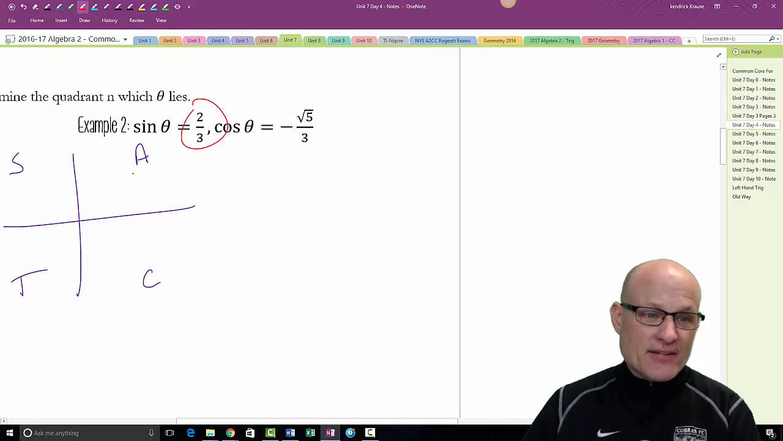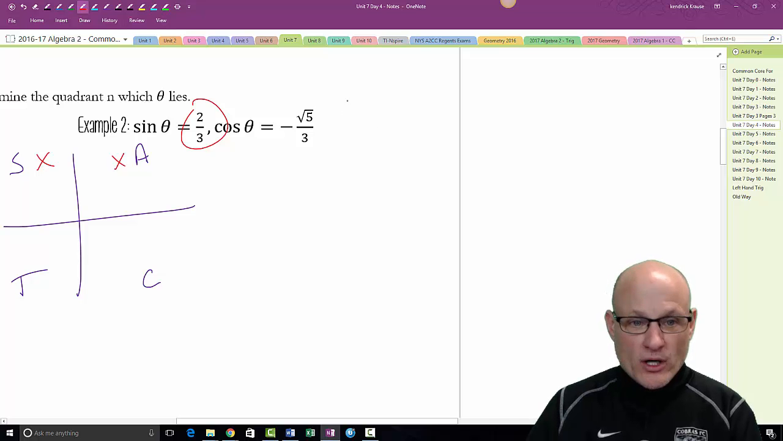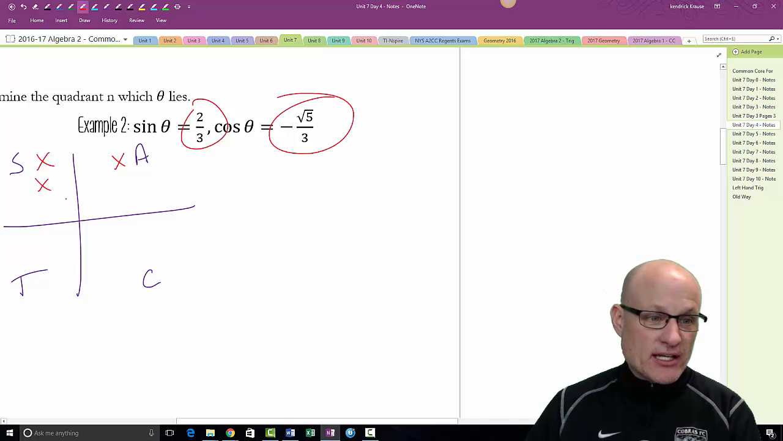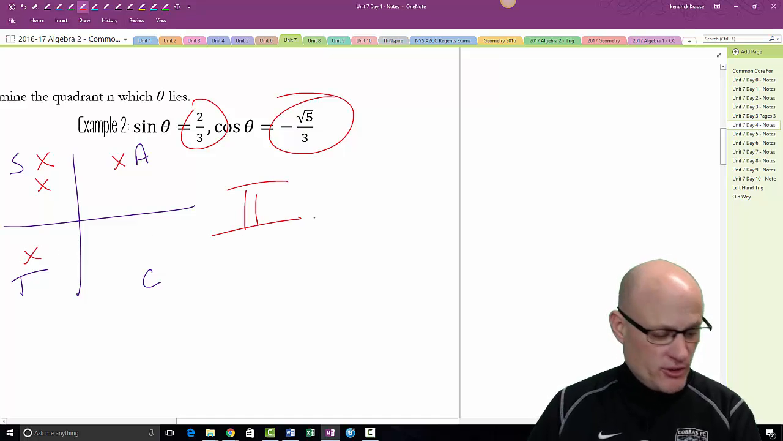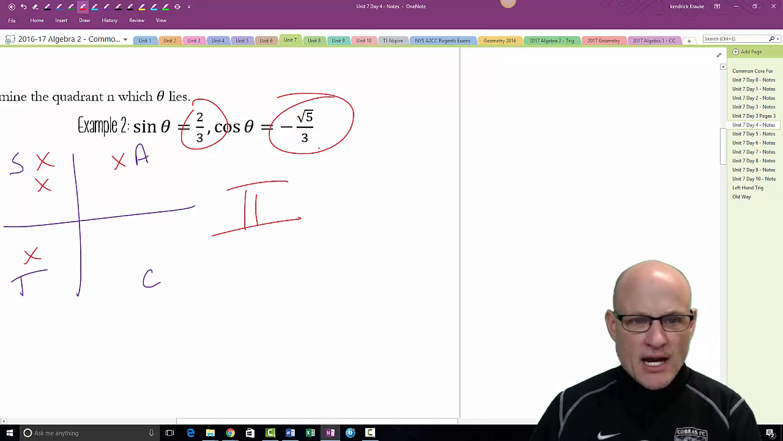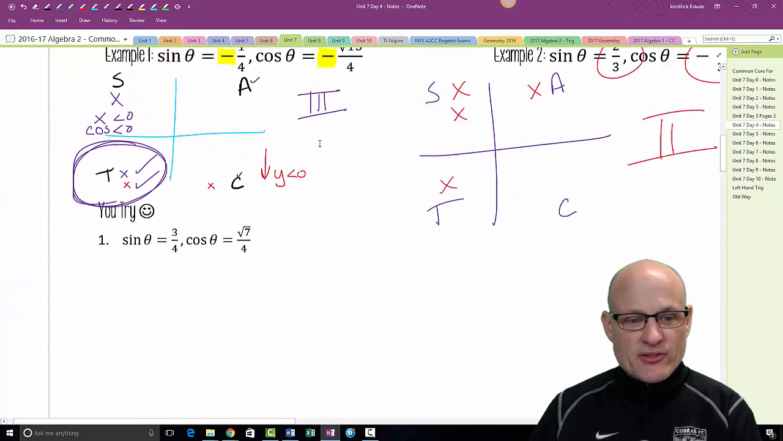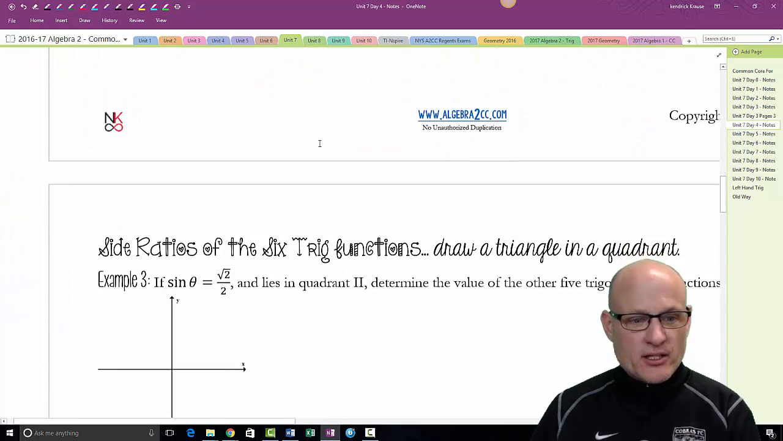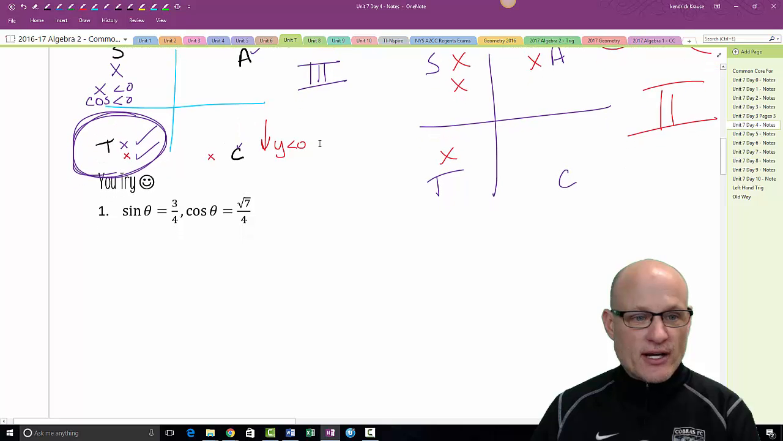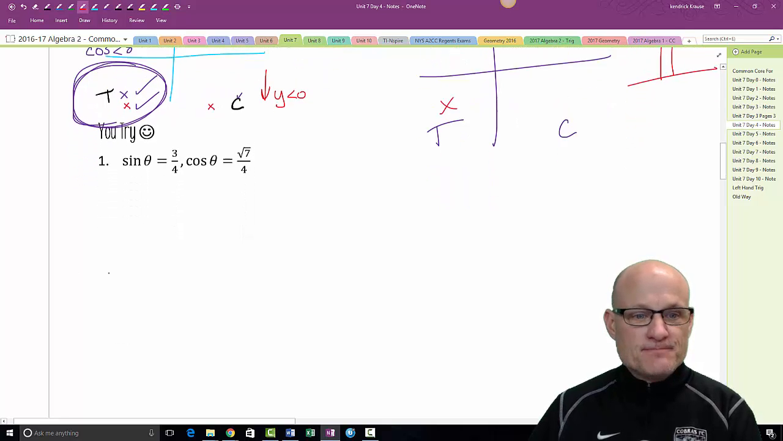So where is sine positive? Sine's positive in the first quadrant. Sine's positive in the second quadrant. Where is cosine negative? Cosine's negative in the second quadrant and in the fourth quadrant. Big winner, quadrant 2. All right, pause it for a second, see if you can try this one on your own. You try. I covered it up. You try.